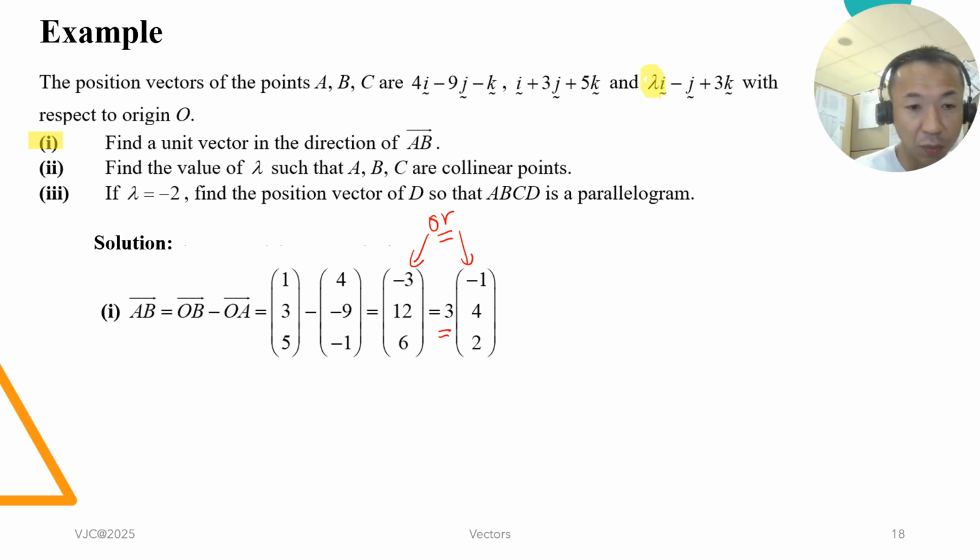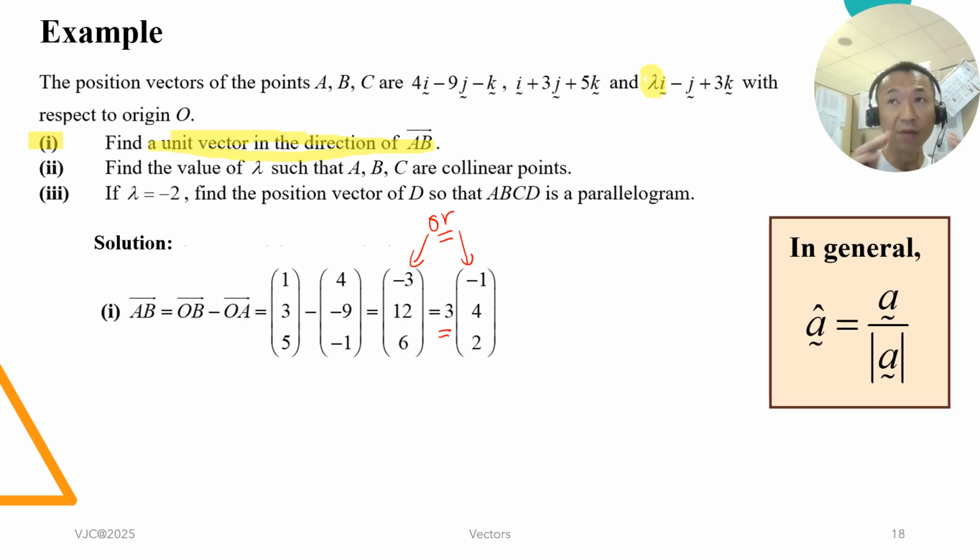Either or is perfectly acceptable. But now that we have found AB, you want to find a unit vector in the direction of AB. Not just AB, but a unit vector. Let us recall what is a unit vector. A unit vector essentially is a vector in the same direction as that vector, but the magnitude is 1. I repeat, magnitude is 1. So to find the required unit vector, you recall this one. You basically take the vector, divide by its magnitude.